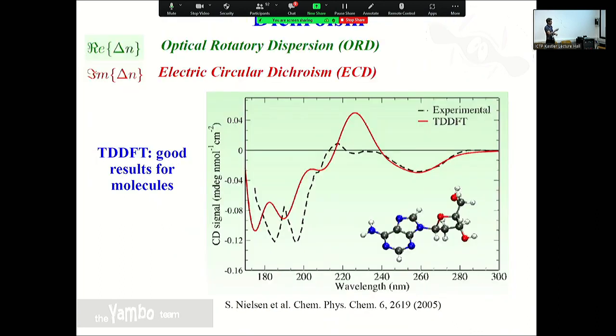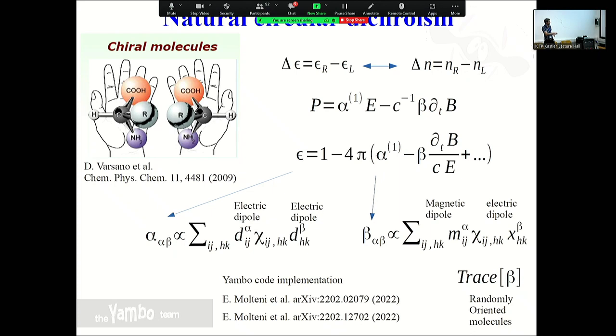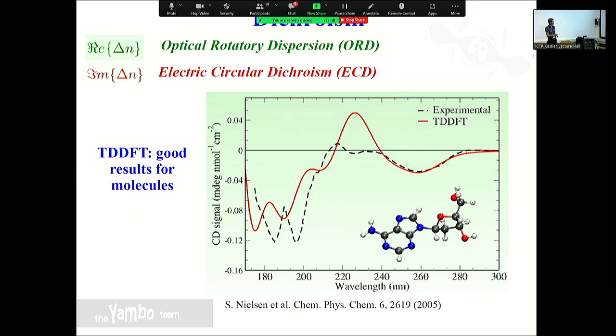And this is an example. So usually this is computed for molecules. TDDFT works very nicely, but if you are interested in evaluating dichroism in an extended system, you may be interested in using the BSE. It's a challenging adventure, especially because here you have these magnetic dipoles which are ill-defined in periodic boundary conditions. But you may want to do that.